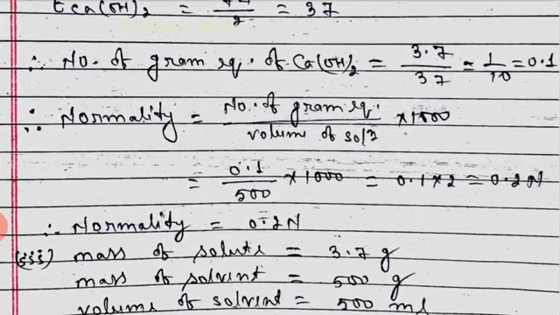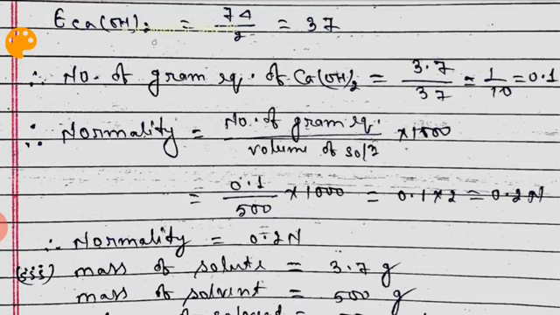So, equivalent weight of calcium hydroxide will be 74 by 2, which is equal to 37. The equivalent weight of calcium hydroxide is molar mass by total positive charge, that is 74 by 2, equal to 37 U. So 37 U will be the equivalent weight.